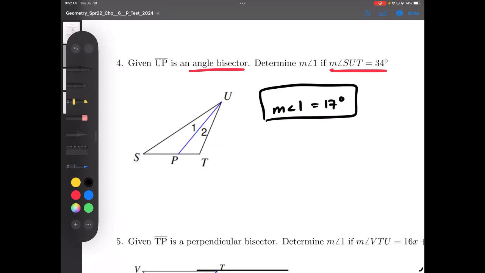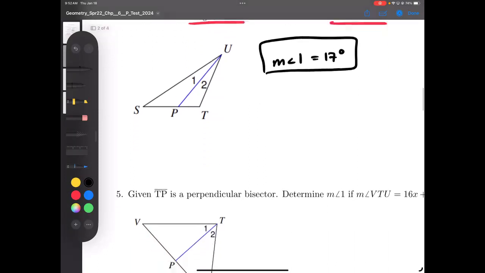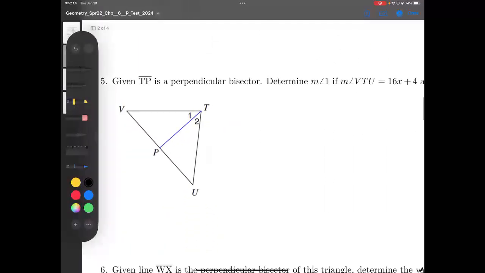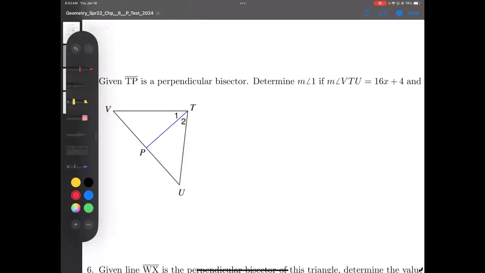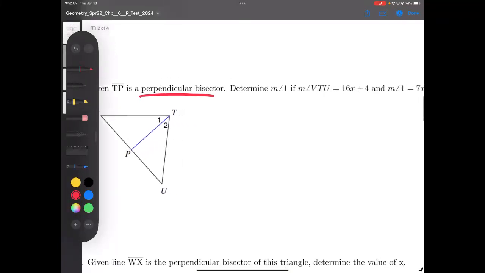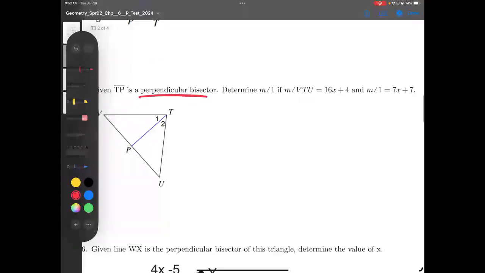Okay, same idea will be for number 5. So let's talk about that. Perpendicular bisector. You can add in the little square if you want to. Does not matter, but the idea is the same here. You want to find measure angle 1. They gave you here that measure angle VTU is equal to 16x plus 4. So I'll set that right here.